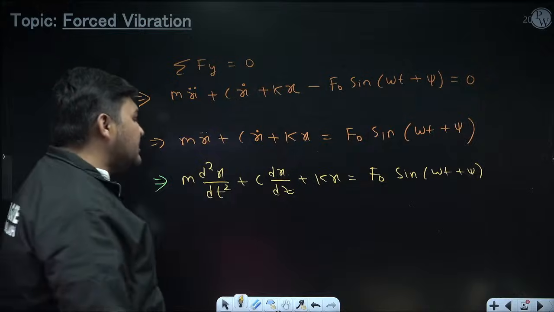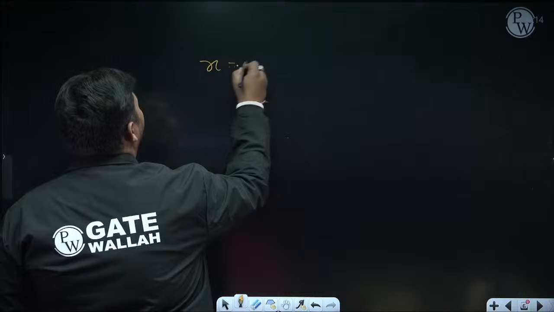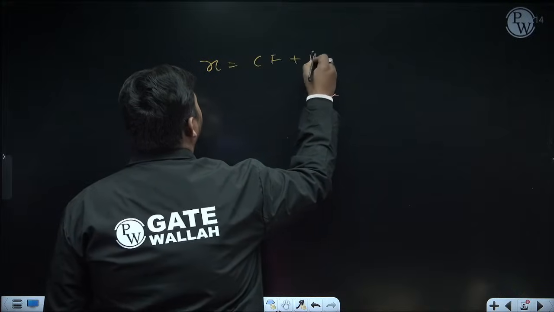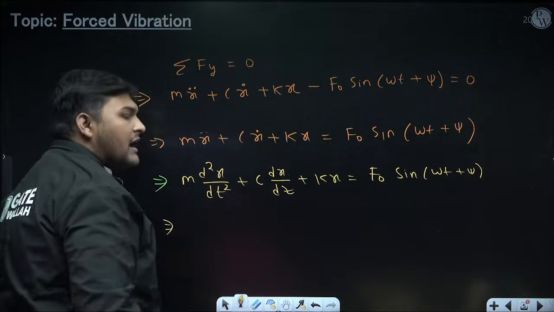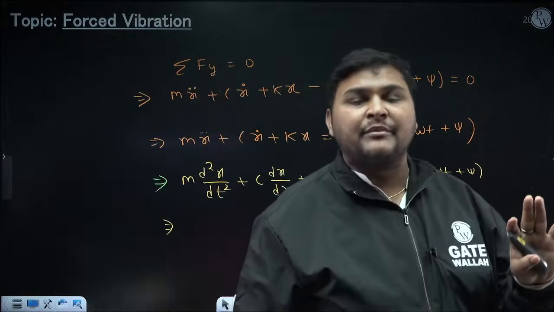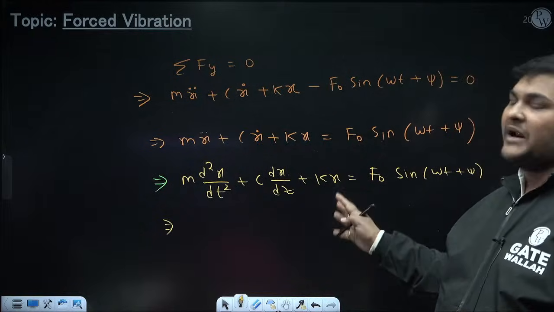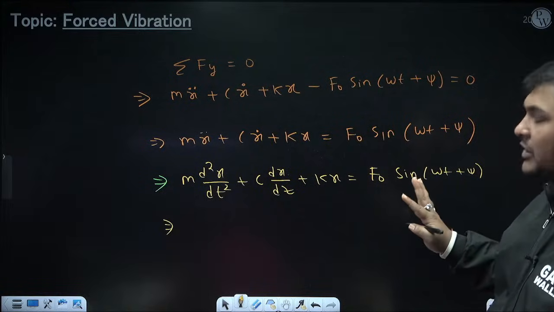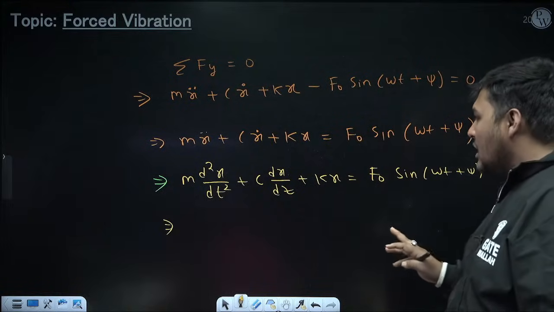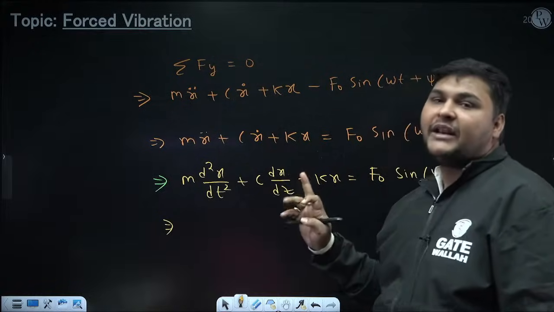For this case, if you want to find the solution, we'll find CF plus PI. For CF plus PI calculation, I will not go into the mathematics too much, because that mathematics is not required here. How to find CF and how to find PI, you will be studying in mathematics. Just for understanding, I'm explaining. If you want to find a solution, we replace d by dt with the operator capital D.